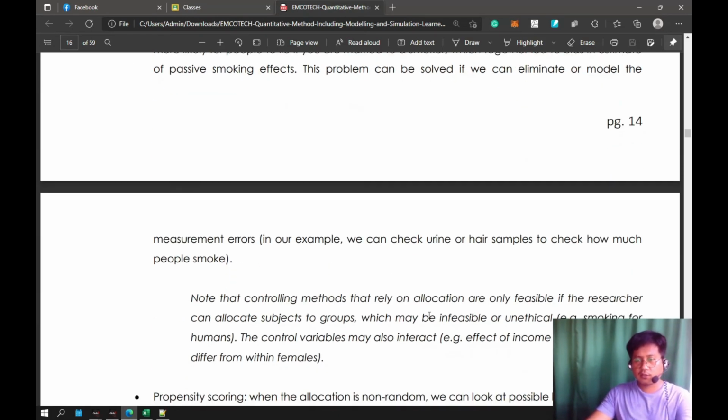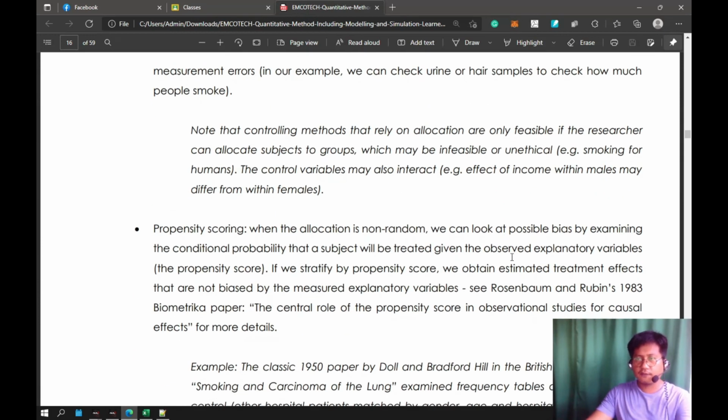Note that controlling methods that rely on allocation are only feasible if the researcher can allocate subjects to groups, which may be infeasible or unethical. Example, smoking for humans. The control variables may also interact. The effect of income within males may differ from within females. So, control variables, kasi ginawa natin siyang two groups, two categories, which is male and female. And then yung subject natin is yung income, yun yung ating variable. Income is a variable, then we study the effect.